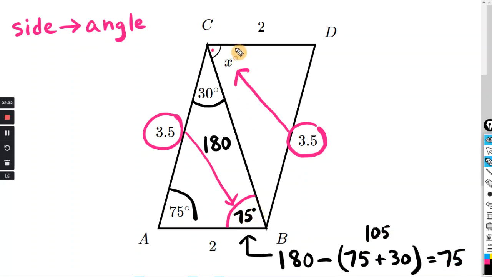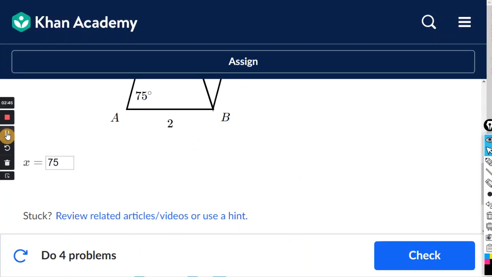And it's going to match this angle right here, because they're across from sides that are congruent. So x is just 75 degrees. So you just click in the box and enter 75.